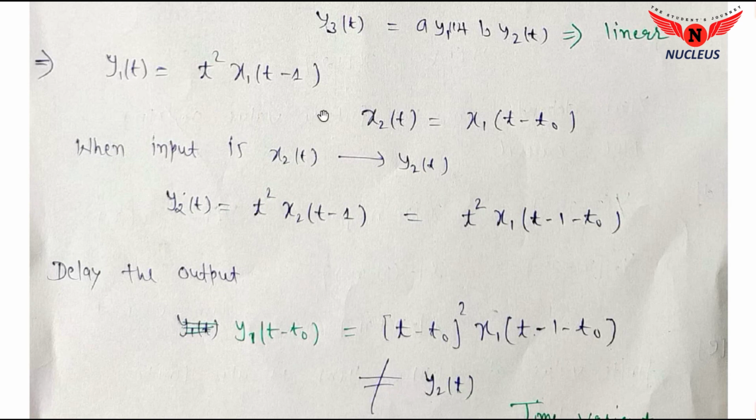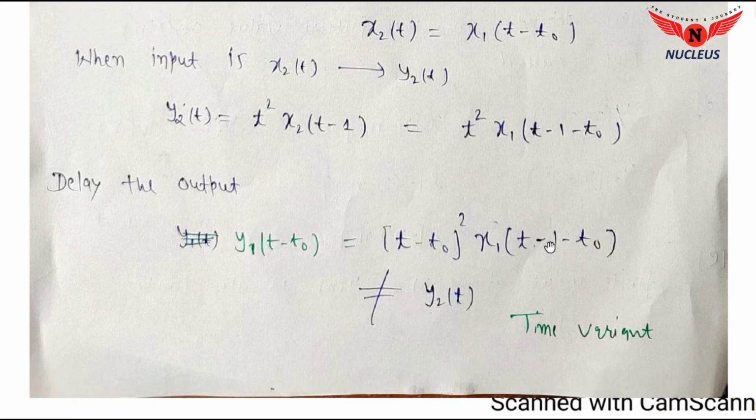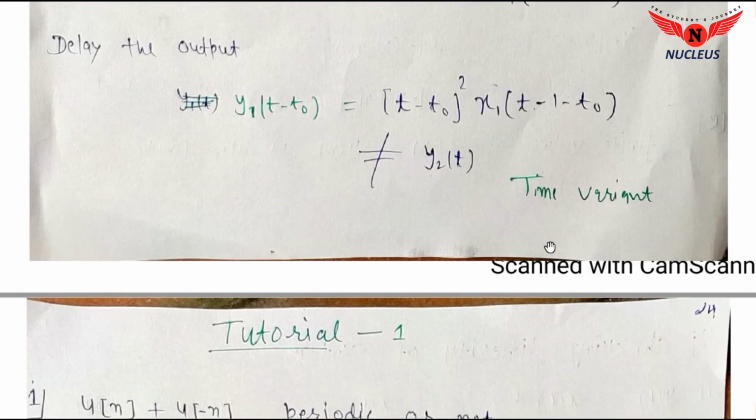And for time invariance, if you delay the input signal here, and after that you delay the output signal here, we will get this equation: (t - t0) square x1(t - 1 - t0). So both equations are not equal. So this is a time variant system.